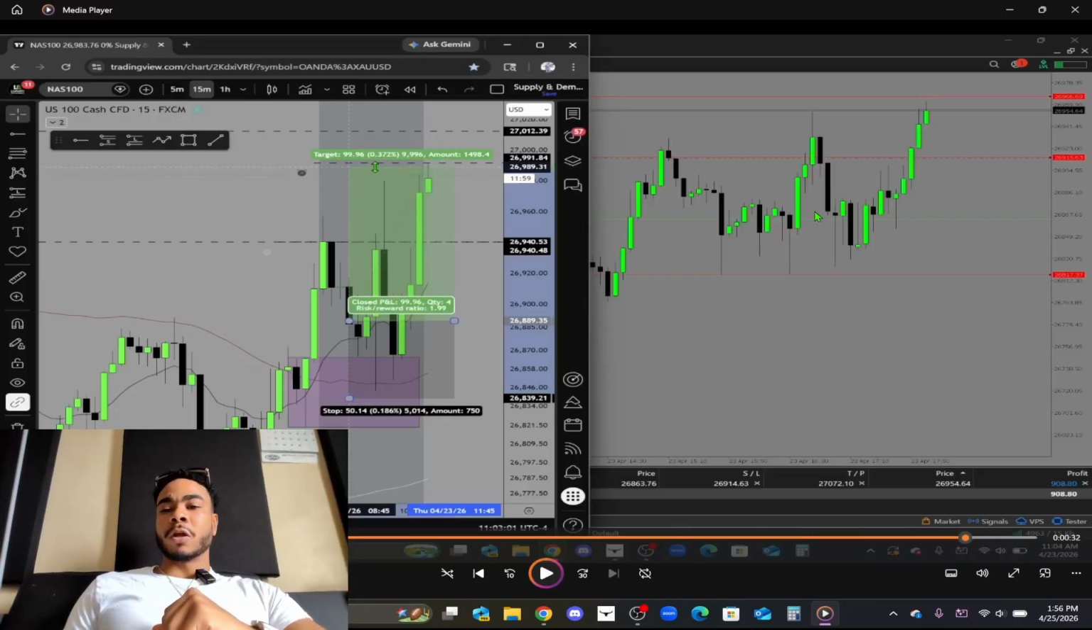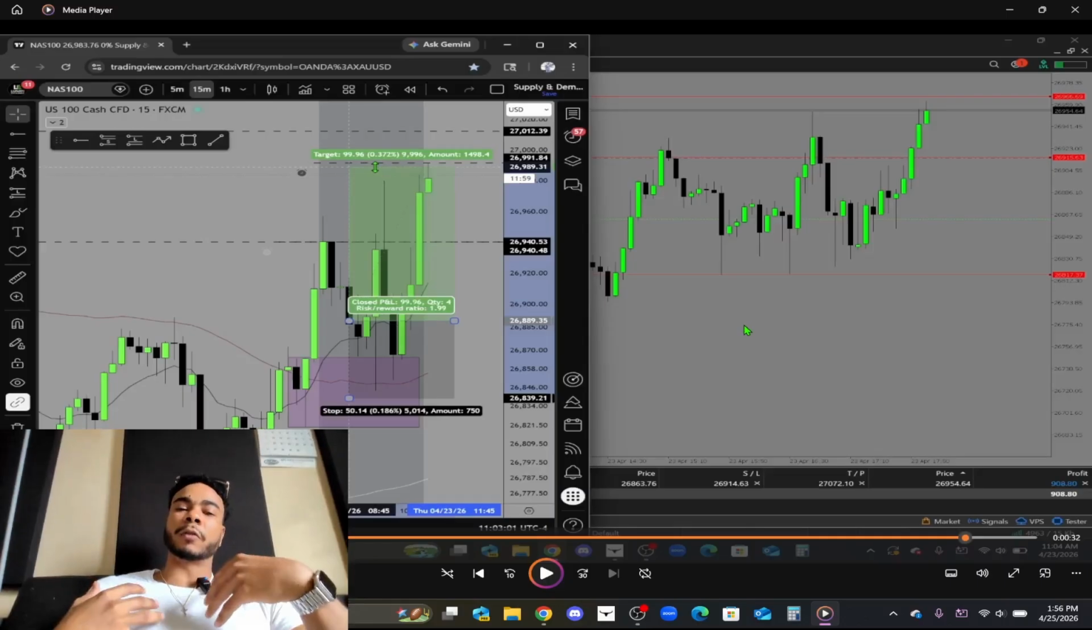What I was thinking this time is, I waited for price to consolidate this whole time. Price was consolidating this long, and I was willing to let price hit my stop loss 1, 2, 3, 4, 5 times. I was willing to let price hit my stop loss 5 times.